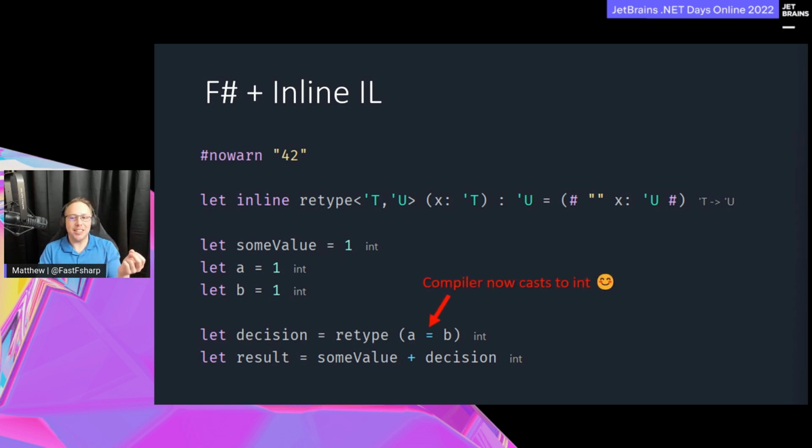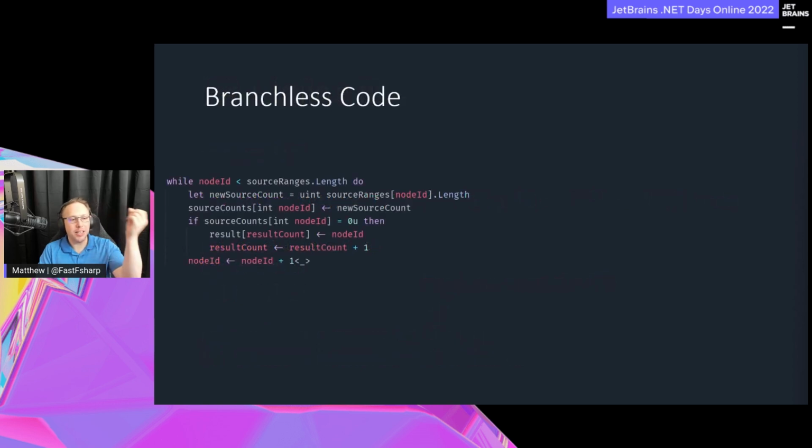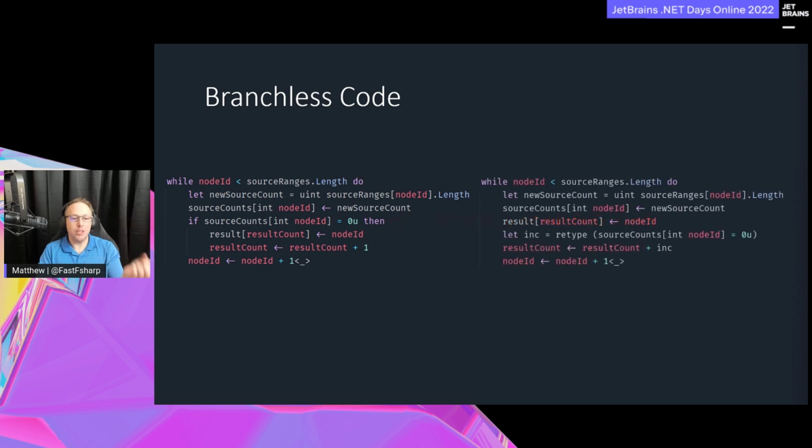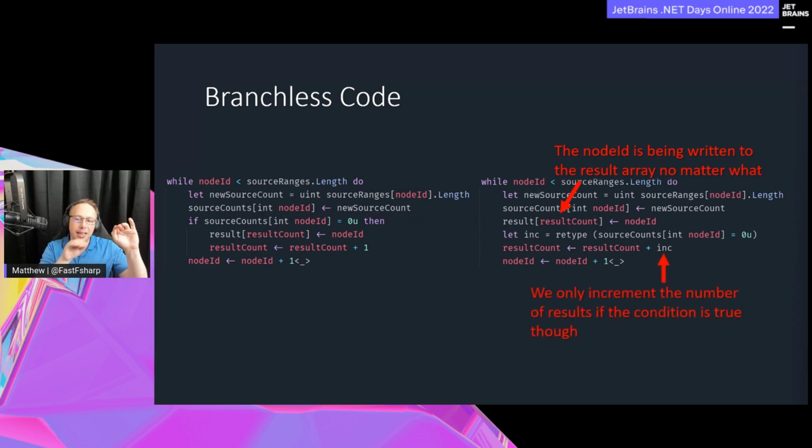So the compiler's now casting to an int. Everything's happy. So we're going to take this branchy code on the left, and we want to get rid of this branch. And so what we do is, no matter what, we're going to write this node ID out to the result array, but we're only going to increment the count when that source count equals 0. And that count is what's telling our algorithm how many nodes it has to process. So we're always going to put it in, but we're only going to update that increment when it is appropriate. So this gets rid of our branching code.